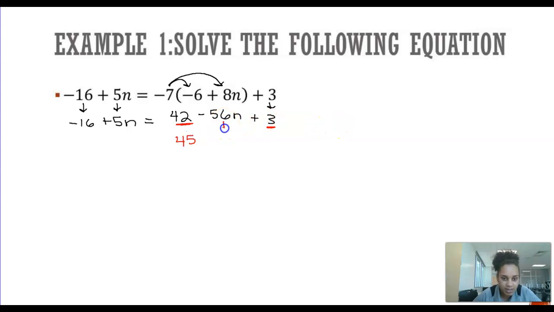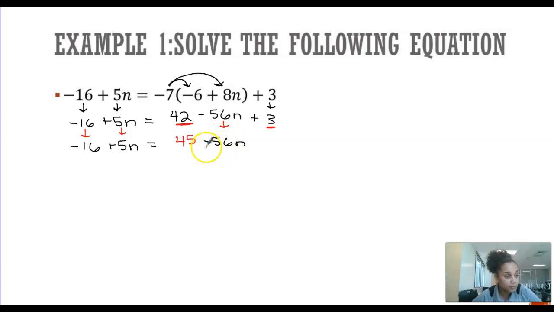And then again, let's bring everything else down. I'm just going to rewrite everything else. I'm going to just keep that in black. Negative 16 plus 5n equals 45 minus 56n. You might be thinking, hey, where did the 3 go? Remember, we combined it with the 42 and we have 45. So you don't have to worry about the 3 anymore.